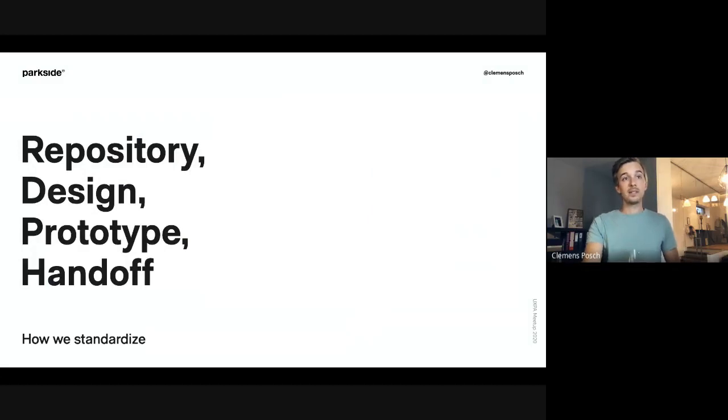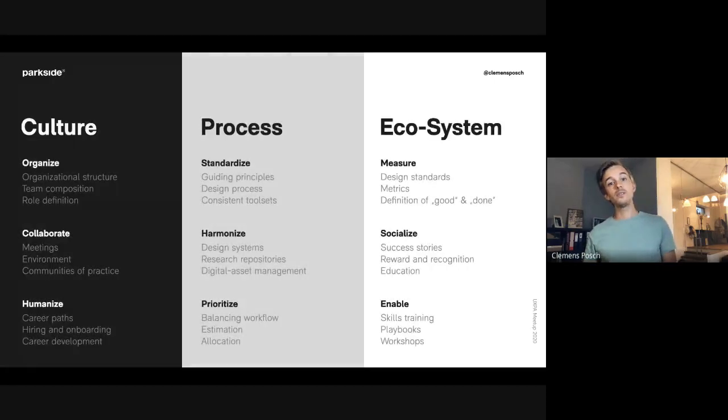So this is how we currently standardize with a tool set that is inspired by the way developers work. So with a Git-based version control tool and some principles that support designing for scale. And all of that was just a fraction of what DesignOps can do for us as designers and our organization. So that was just a tiny part of standardization in the whole realm of DesignOps.